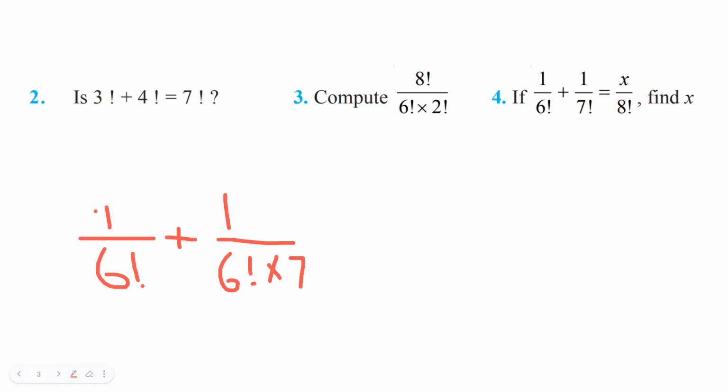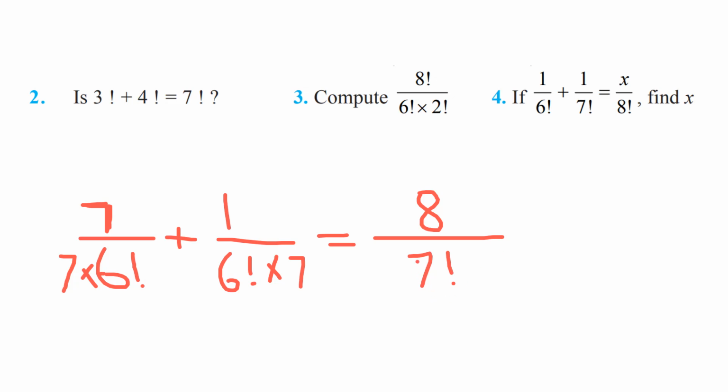So let's find a common denominator. We will multiply these two terms with a 7. So we will just multiply with 7 here, and to even out that 7 we have to add a 7 here as well. So 7 divided by 7 into 6 factorial plus 1 by 6 factorial equal to x divided by 8 factorial. So let's first calculate this. At the bottom we have 6 factorial into 7, that is nothing but 7 factorial. At the top we have 8, so 8 divided by 7 factorial.